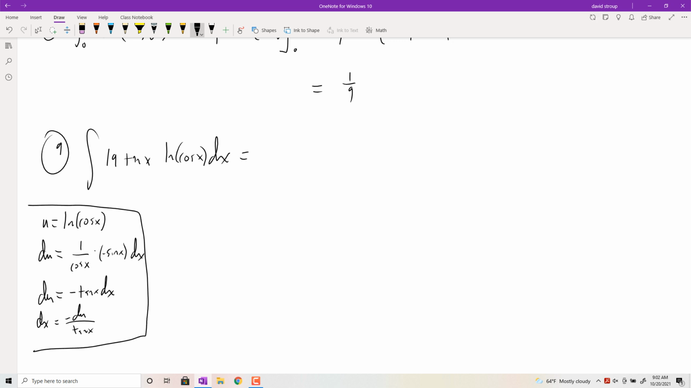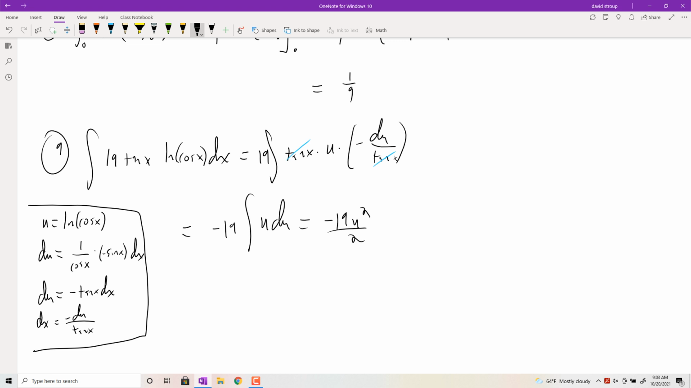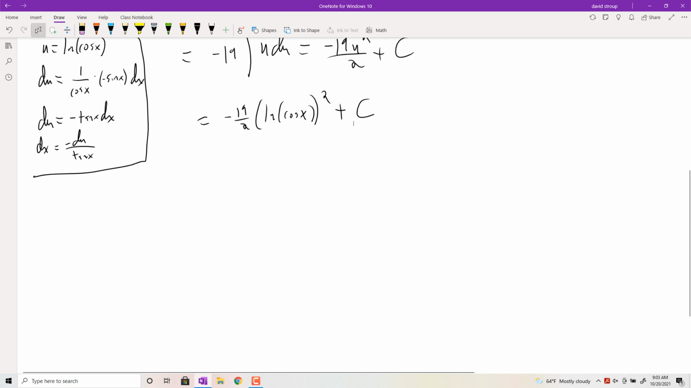And substituting that into my integral, I can factor out the 19. I get tan x times u times dx, which is now negative du over tan x. Simplify, remove the tans, bring the negative out in front. So you get negative 19 integral u du, and then do a power rule. So negative 19 u squared over 2 plus c. Back sub, and you're done. Right? So negative 19 halves times ln of cosine of x squared plus your integration constant. Okay, so make sure you can handle those kinds of problems.